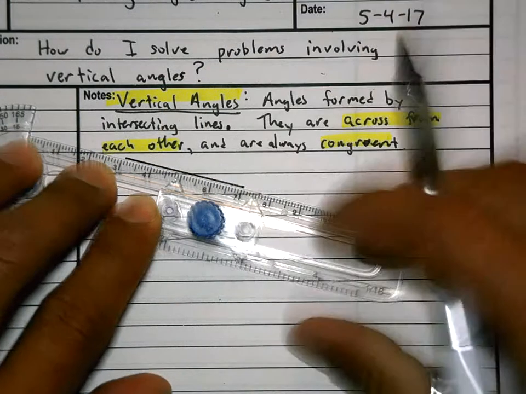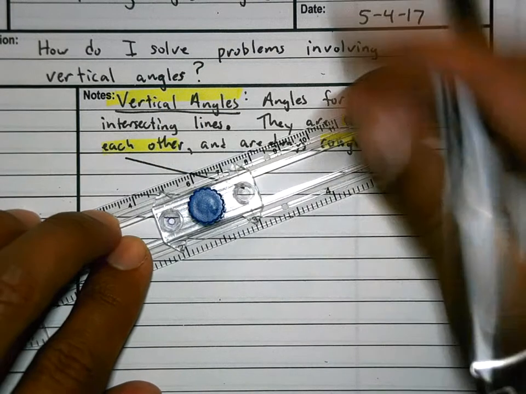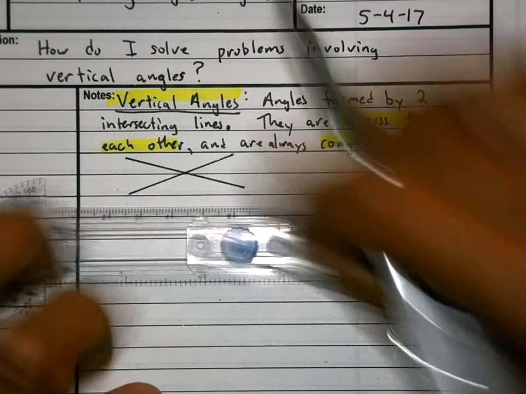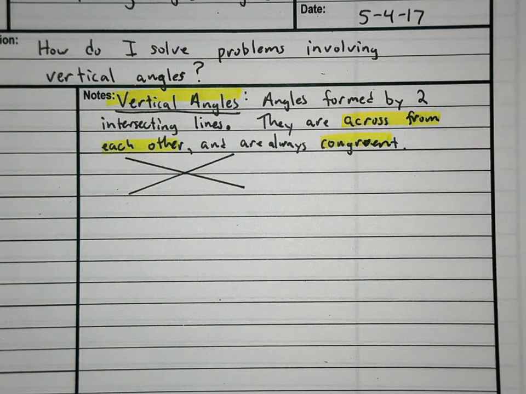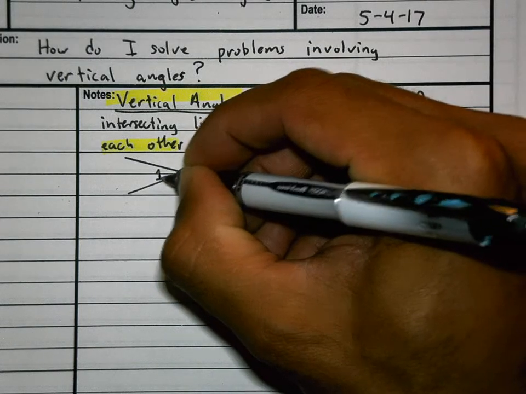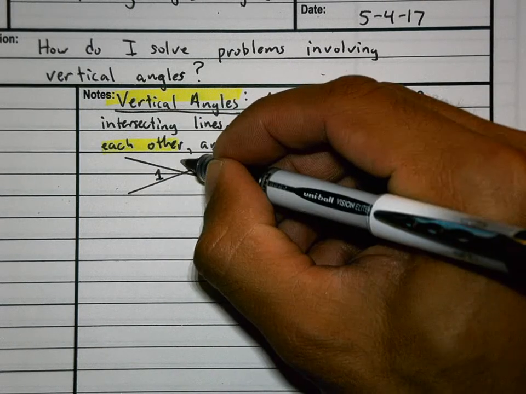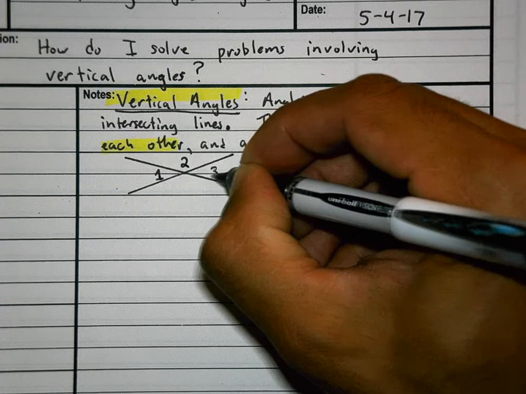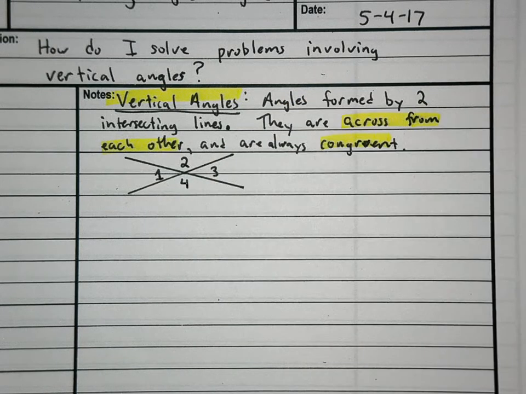All you have to have is one intersecting line and another intersecting line, just like that. Two intersecting lines. Doesn't matter which way these intersecting lines are. And then I'm going to put some numbers in here. I'm going to call this angle 1. I'm going to call this angle 2. I'm going to call this angle 3. I'm going to call this angle 4.